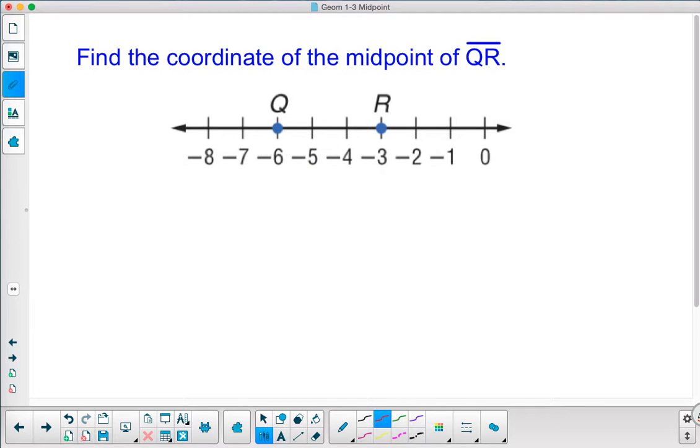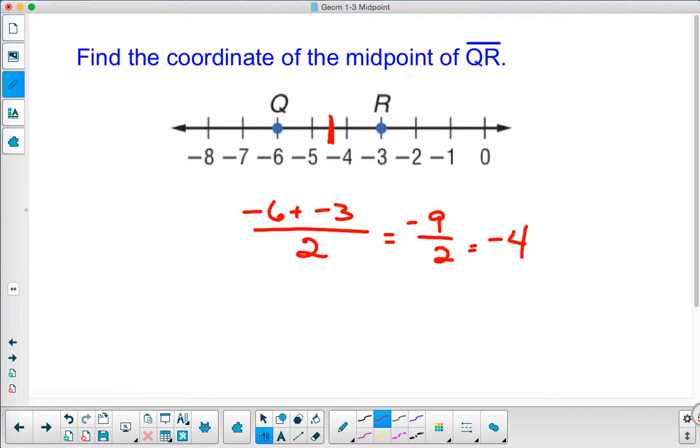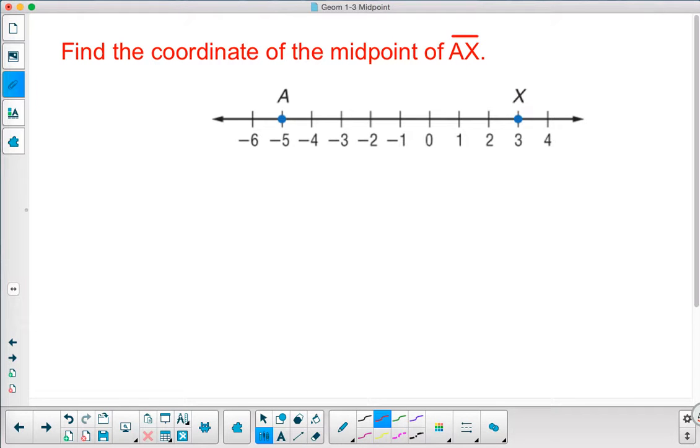Well, let's have you find the coordinate of the midpoint of segment QR. The answer would be exactly here, which would be -6 plus -3 divided by 2. -9 divided by 2, -4.5. That would be the location on the number line. Again, if you want to do how far they are apart, divide it by 2 and then add or subtract to get the location. You can do that method.